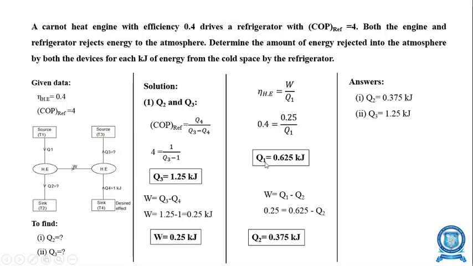Afterwards, we are going to find the value of Q2. That is W is equal to Q1 minus Q2. The W value is 0.25 kilojoule. It's equal to Q1 value 0.625 kilojoule minus Q2, which is unknown. By solving this, you will get the Q2 value as 0.375 kilojoule.